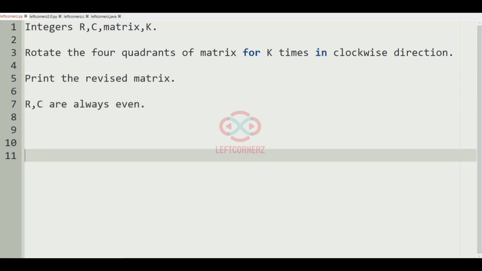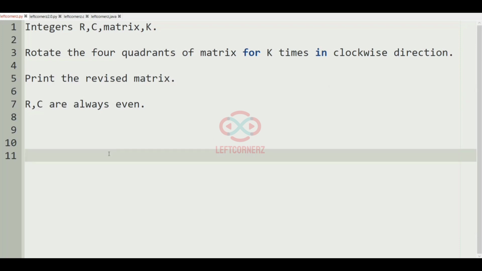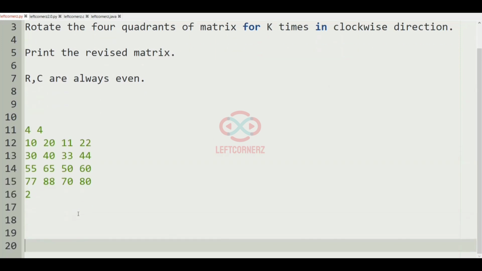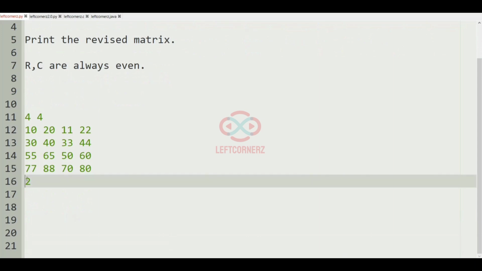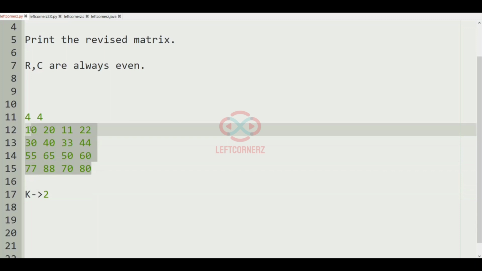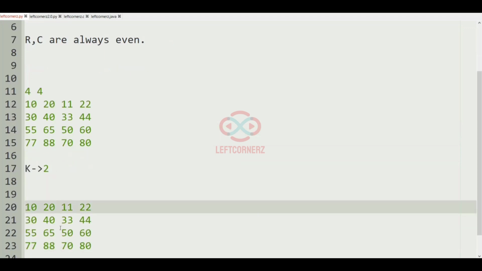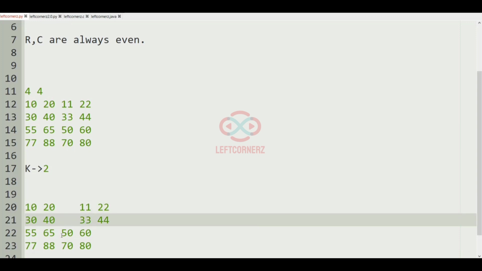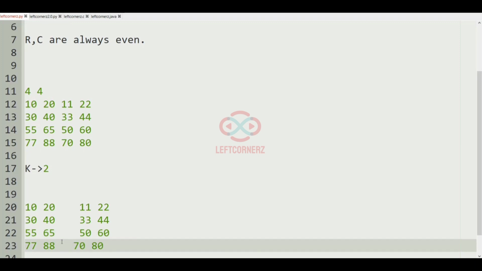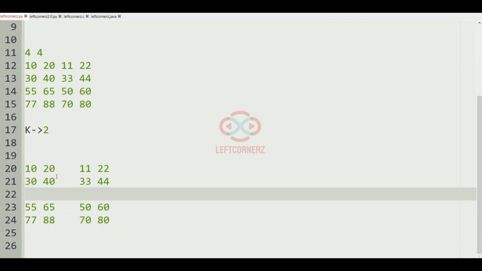Now we'll take our first test case. In this test case, we have a matrix with four rows and four columns, and the K value is 2. Let us divide this matrix into four quadrants. They will be divided like this, and then the middle like this. So now we have four quadrants.